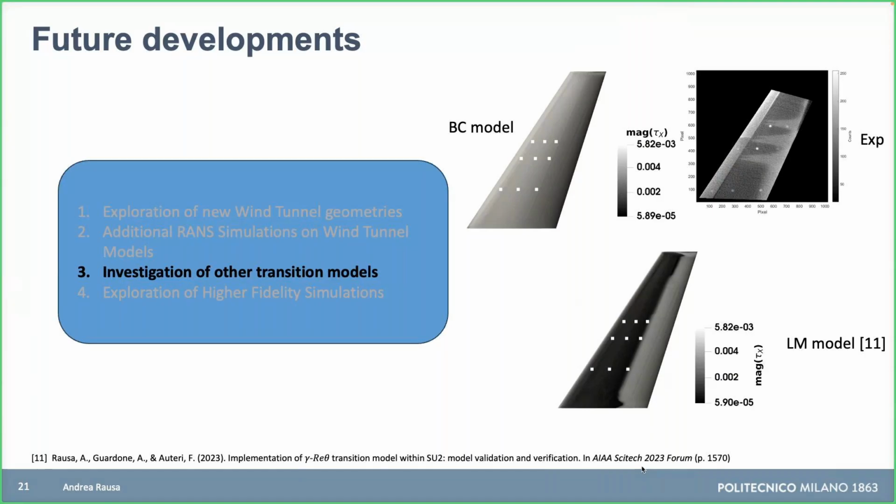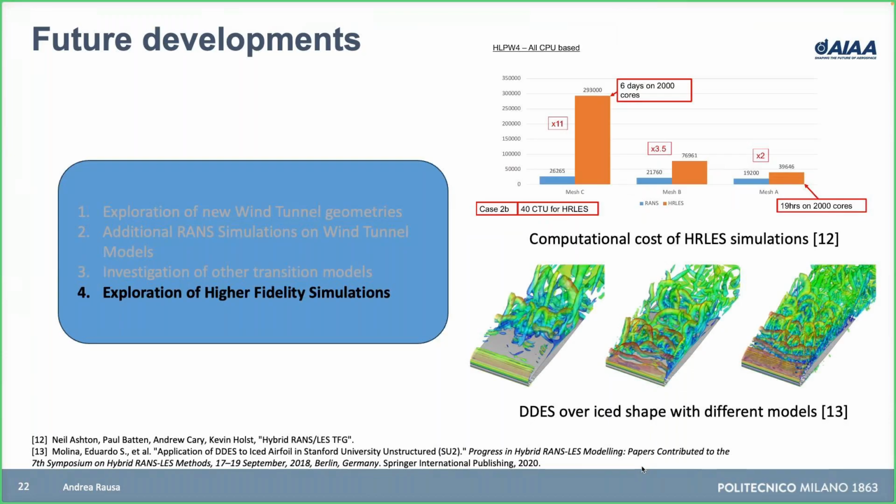So we can see here the Menter model, the experiments, and the Langtry-Menter model. So we don't have this sawtooth pattern, but we do have transitions that we don't have here, and it's at kind of the same position along the chord.